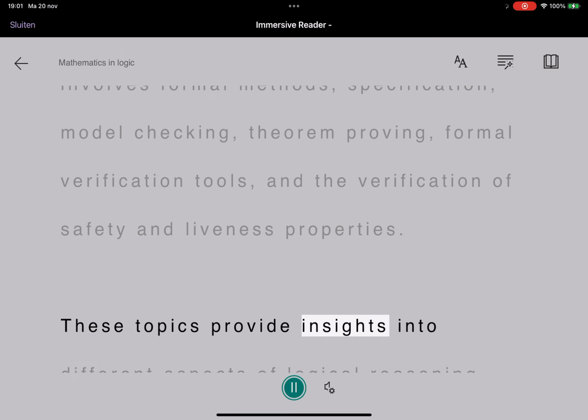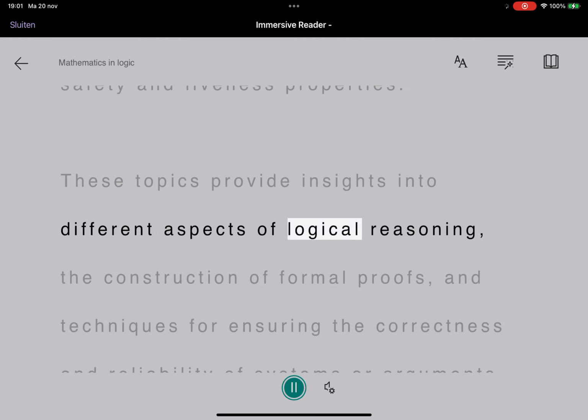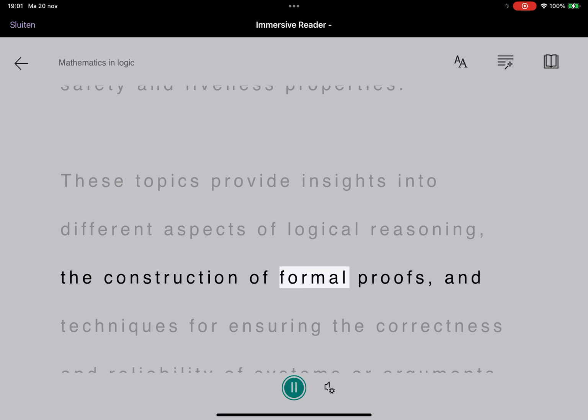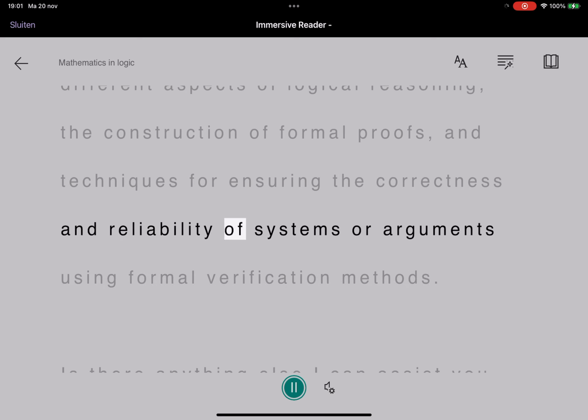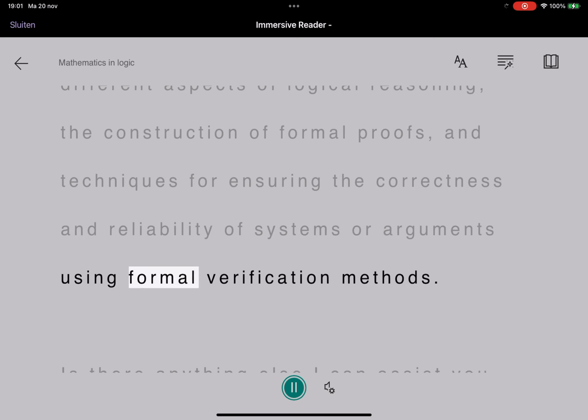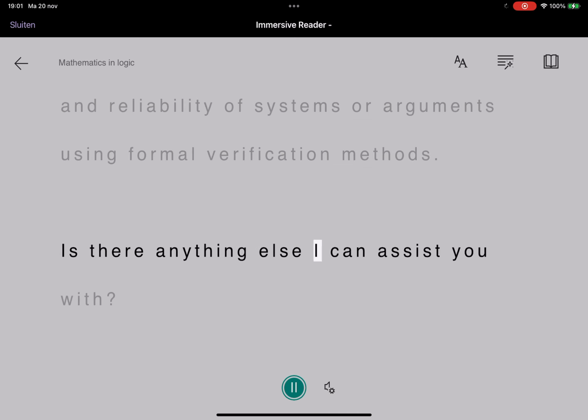These topics provide insights into different aspects of logical reasoning, the construction of formal proofs, and techniques for ensuring the correctness and reliability of systems or arguments using formal verification methods. Is there anything else I can assist you with?